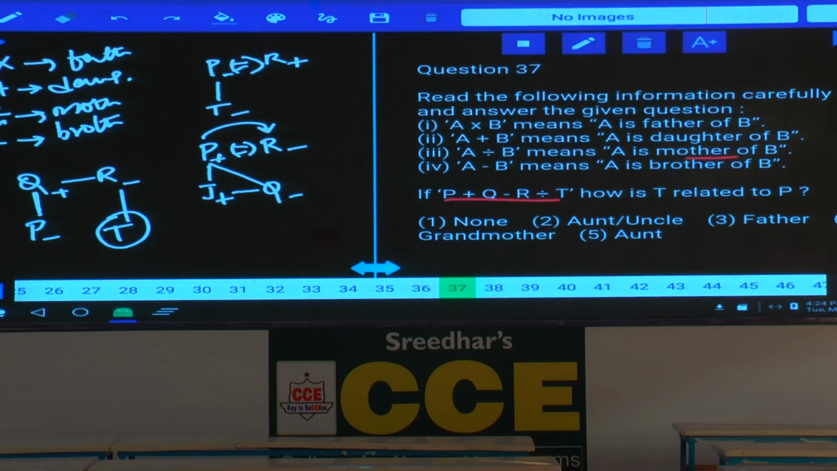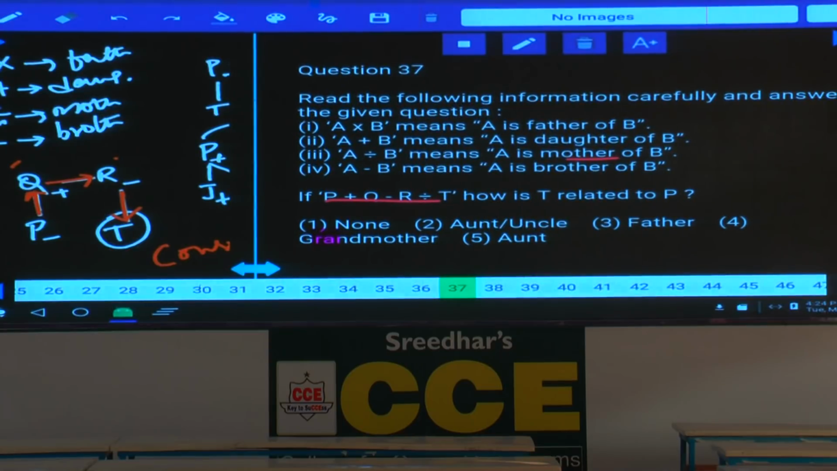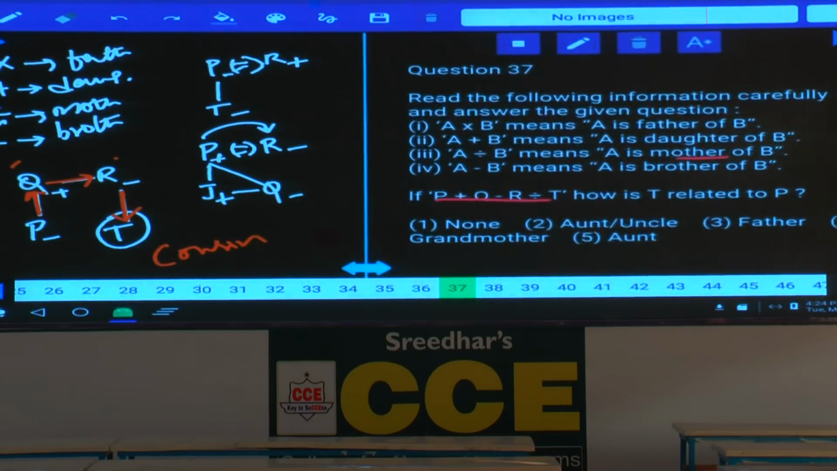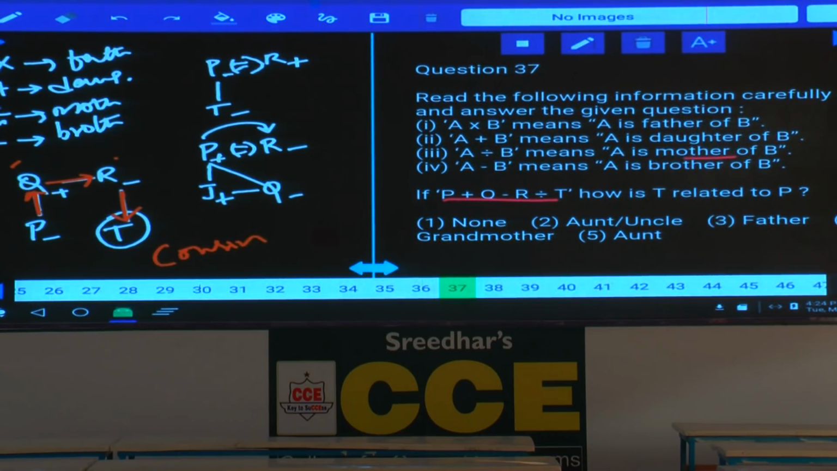Now P's father is Q, father's sister is R. That means father's sister is R, aunt, aunt's child. What is the answer here? Cousin is the answer. Hence cousin. Now the choices are given, but cousin is nowhere given. Hence it is none of these, 37. Isn't it? 37, choice 1. The answer is cousin. As it is not given here, hence we are opting for choice 1, none of these.